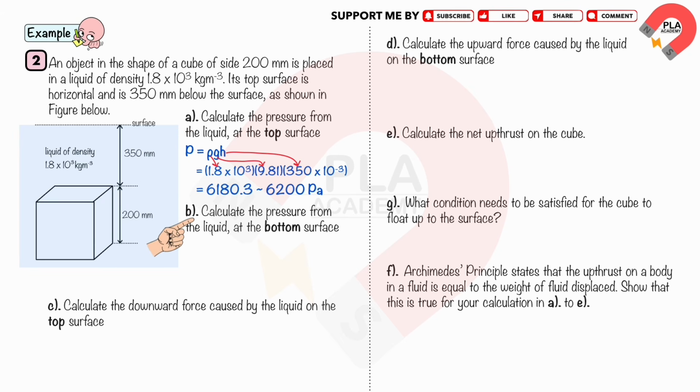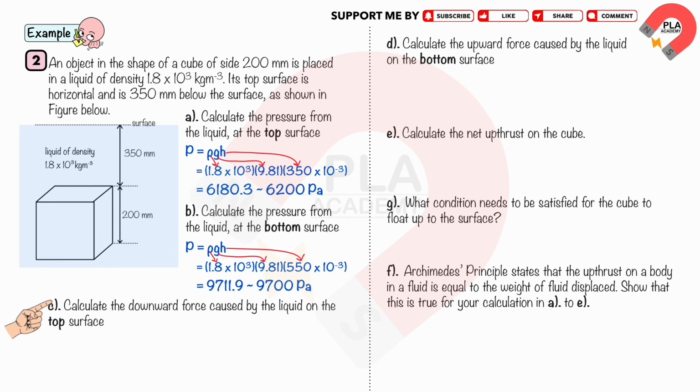B. Calculate the pressure from the liquid at the bottom surface. We calculate the pressure P due to liquid by P equals rho G H. Substituting rho equals 1.8 times 10 power 3, g equals 9.81, and h equals 550 times 10 power negative 3. We solve the pressure P equals 9,700 pascals for two significant figures.